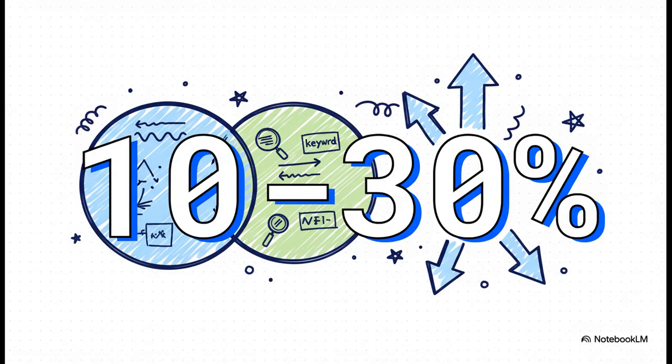And here it is, the bottom line. We're not talking about some tiny marginal improvement. In many real-world use cases, adding hybrid search can boost your recall, that's your ability to find all the relevant documents, by 10 to 30% over just using semantic search alone. That is a massive, massive gain.